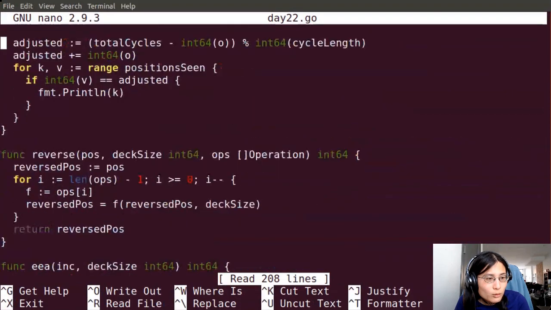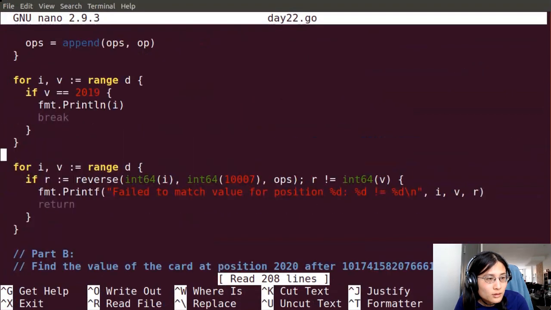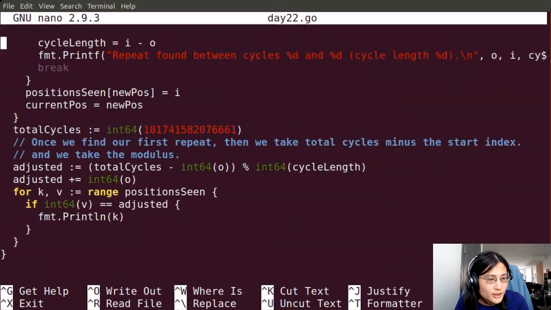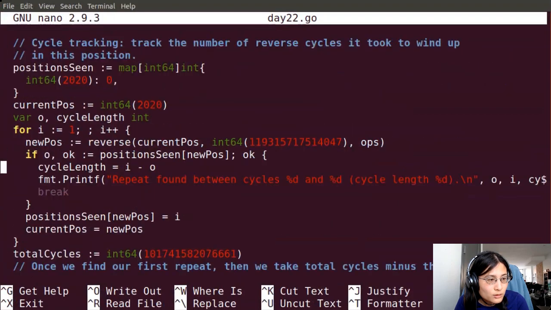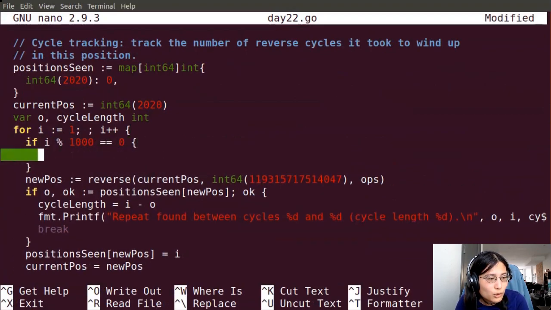So now my checker works. So this is proceeding here. Let's report progress.